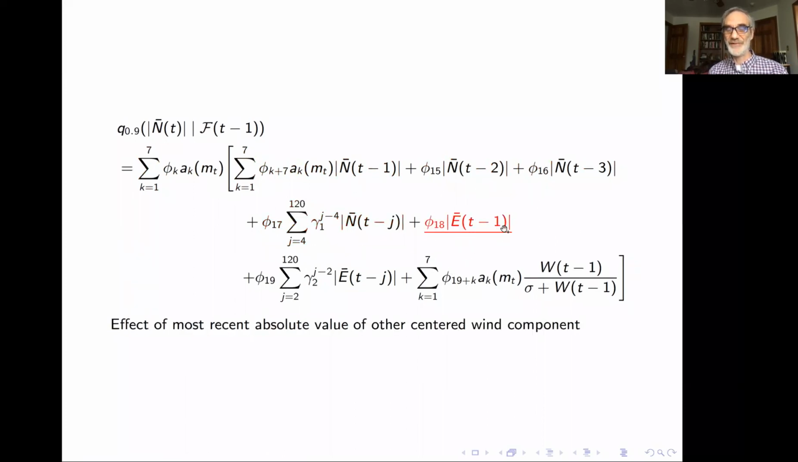This is an AR1 term for the most recent absolute normalized easterly component. When you're looking at just the medians, each component could almost be modeled separately from the other without much loss. But in terms of the volatility, each component explains a fair amount of the volatility in the other. So this term is much more important than in the model for the conditional medians.